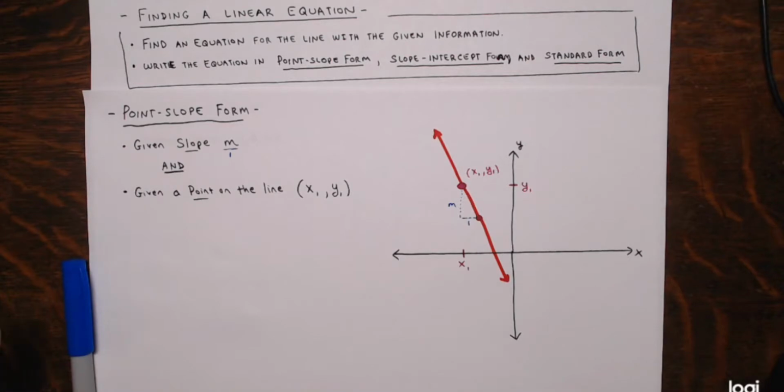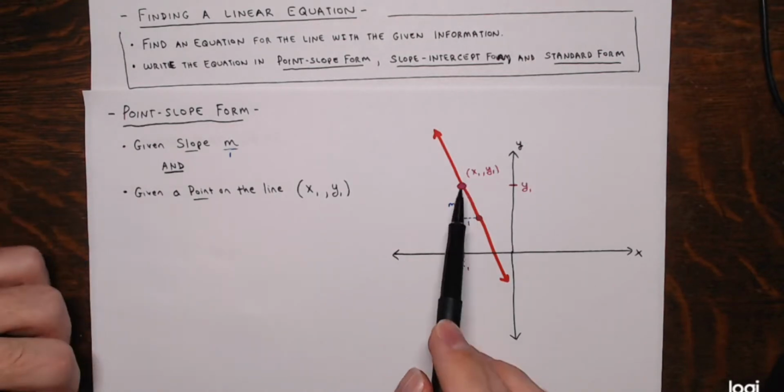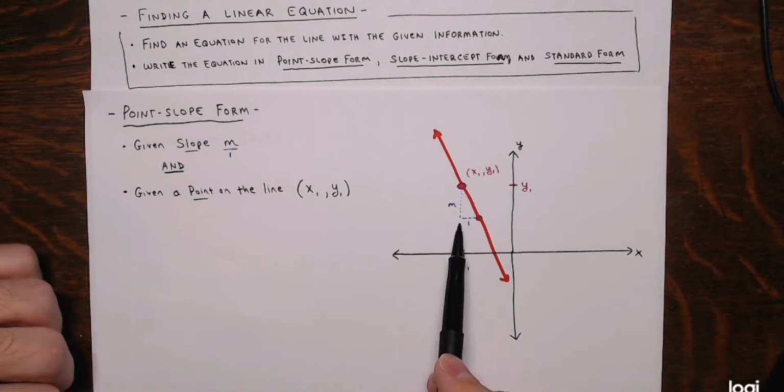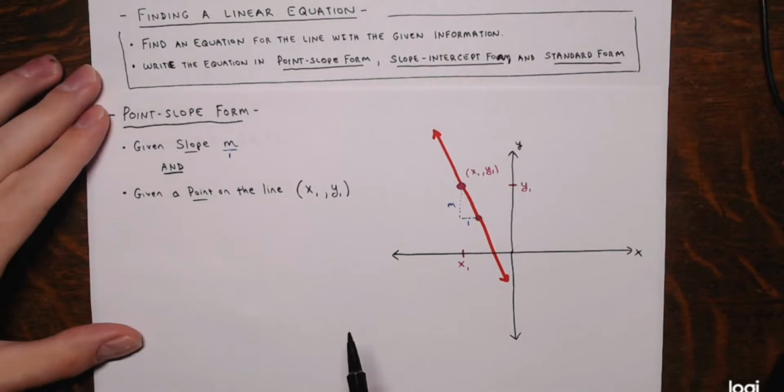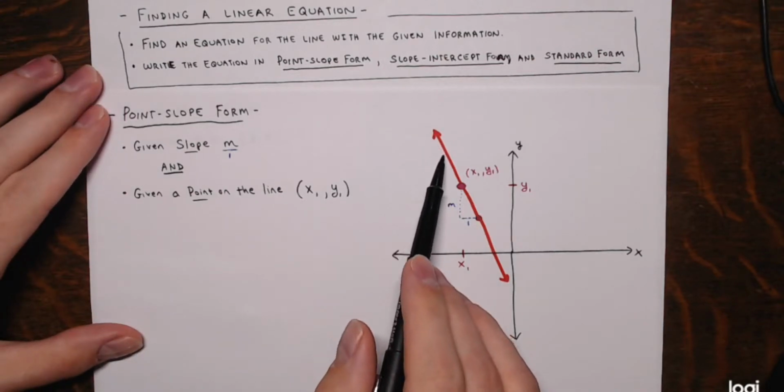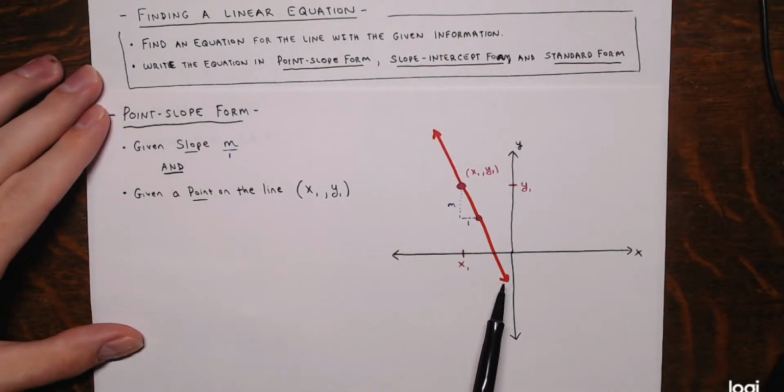Alright, now suppose I'm asked, knowing this point, knowing this slope, to write an equation that describes every single point on the line.